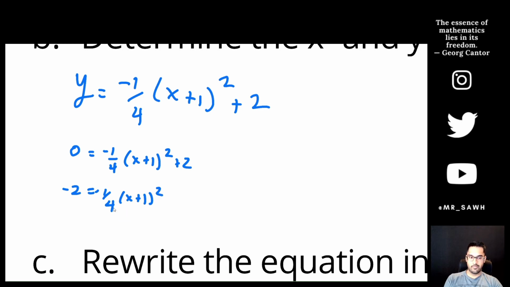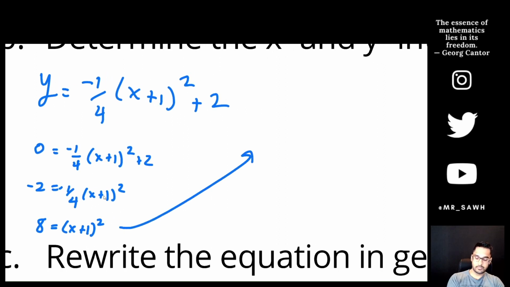And if I get rid of my fraction, I can multiply both sides by 4, multiply by the denominator, and if I use a negative, both things will be gone, the fraction and the negative. So 8 is going to equal x plus 1 squared. If you square root both sides now, you get positive or negative square root 8 is equal to x plus 1. Subtract a 1 from both sides, so negative 1 plus or minus the square root of 8 is equal to x.